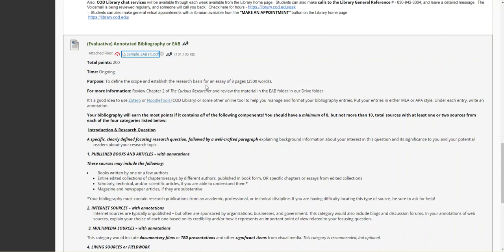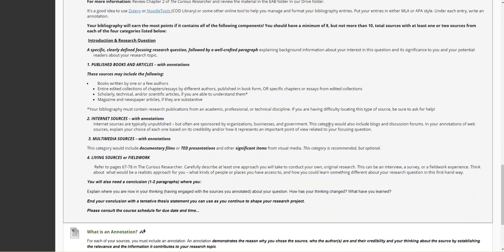You are required to have, let's see, 8 sources. Okay, you have a minimum of 8 sources in this annotated bibliography, but not more than 10. So I'm looking openly for about 8 sources here. The purpose of this annotated bibliography is to define the scope and establish a research basis for an essay of 8 pages or 2,500 words. So that is for your final research essay. That's not to say that the annotated bibliography has to be 2,500 words. But if you look at the 8 sources spread across the 4 categories here, it will be an extensive document.